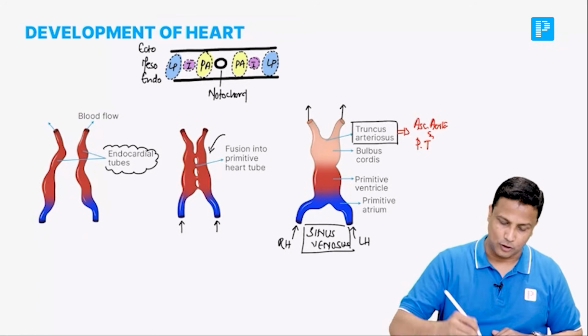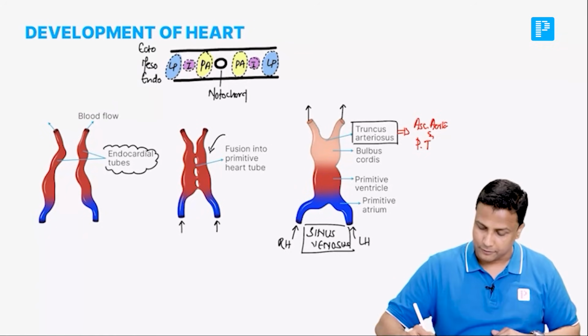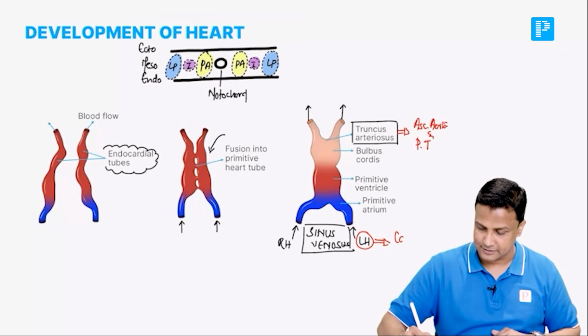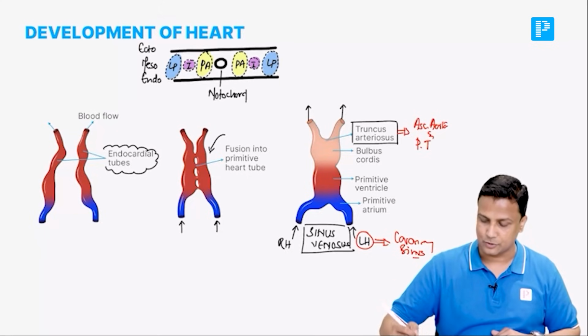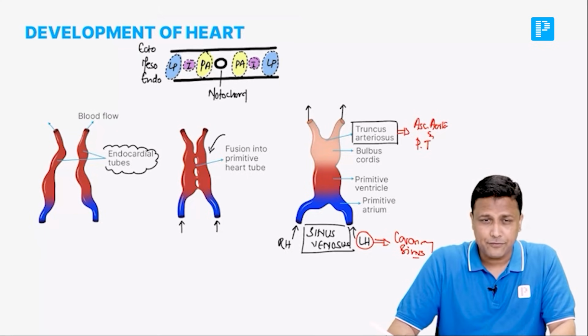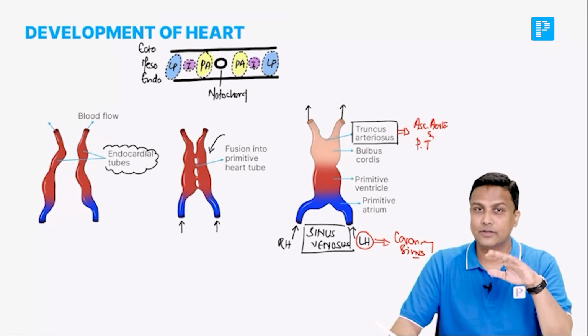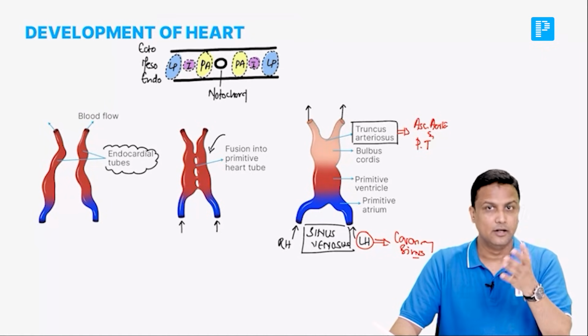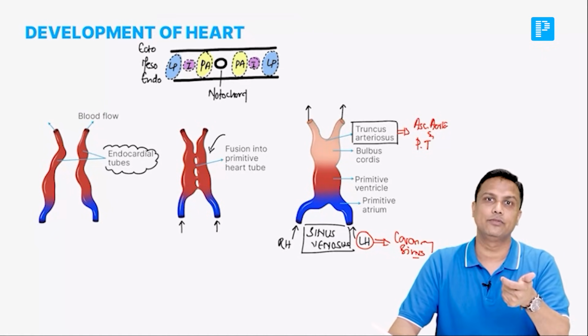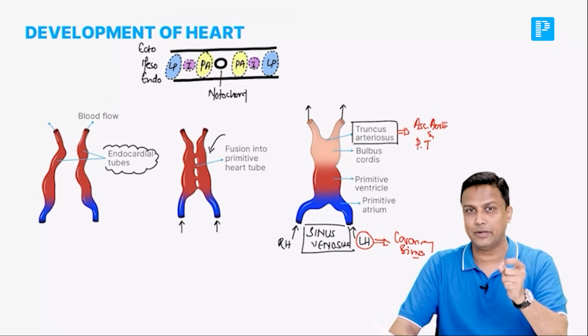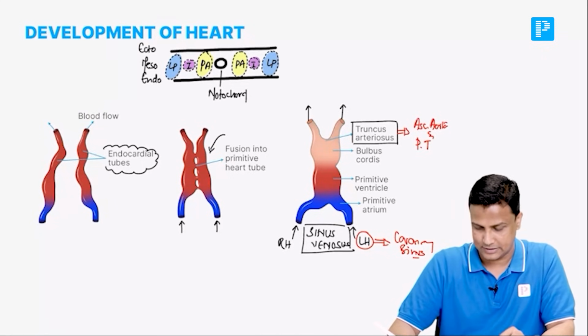And out of these two horns, please remember the left horn. The left horn is the one which is going to form the coronary sinus. In fact, remember, later on you'll be able to understand that the left horn of the sinus venosus will actually degenerate. So the coronary sinus is actually a remnant of that one. To be very, very specific, it is a remnant of the left horn of the sinus venosus.